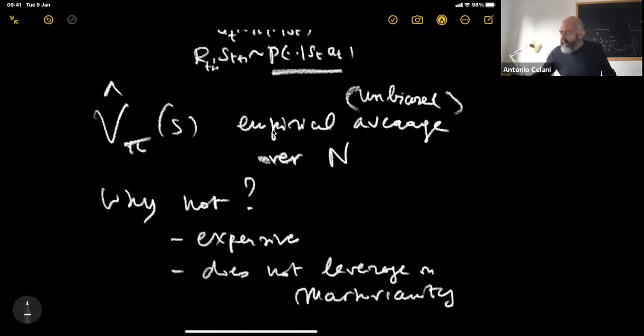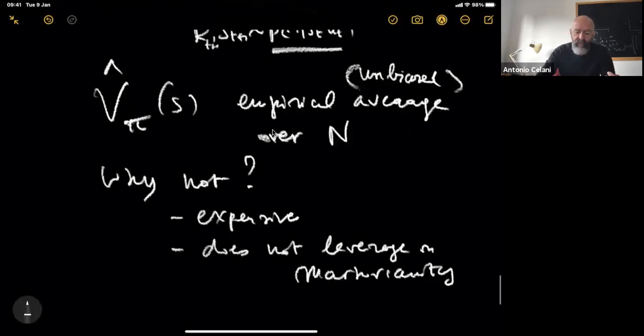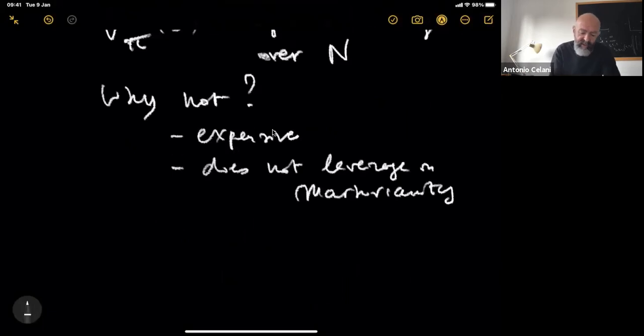So what we want to do now is to use something that we have already obtained before. We want to recast the problem of estimating the value function, because that's a statistical estimation problem, in terms of something which already includes Markovianity and will turn out to be more efficient. So what is the way to go? Well, the way to go is to use the recursion relationship.